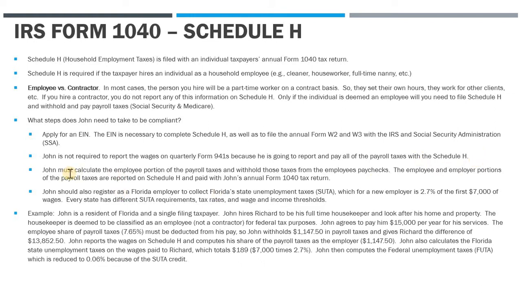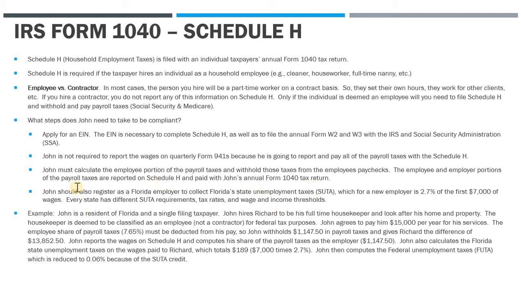So the next item here, John, as the employer, is responsible for collecting the payroll taxes from the individual's wages and then matching it as the employer, right? So both the employee and employer portions of the payroll tax are going to be reported on Schedule H, and they're going to be paid with John's Form 1040 tax return.